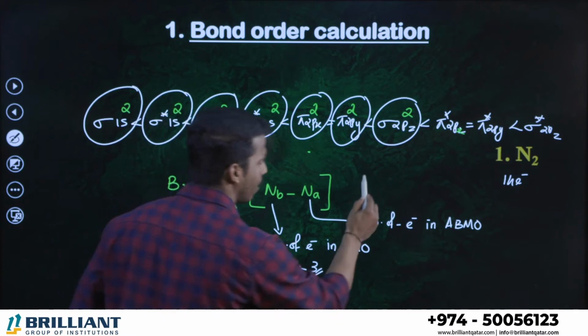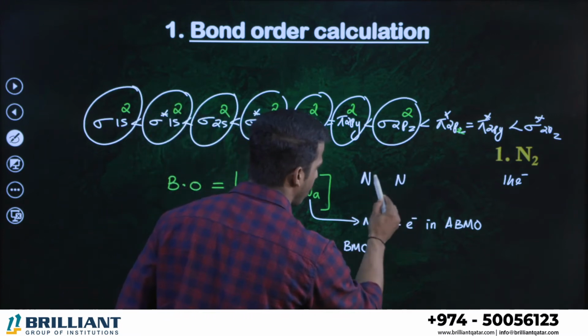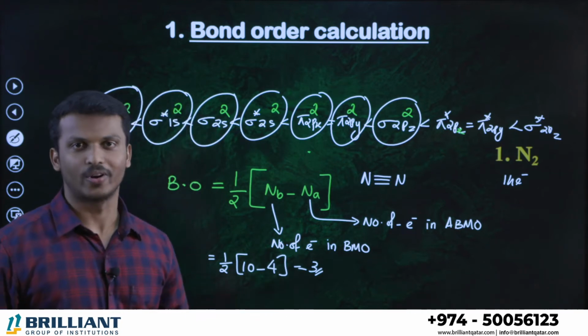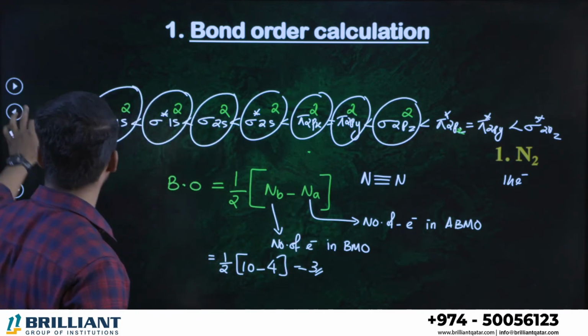You know very well, between 2 nitrogen atoms, how many bonds are there? 3 bonds are there. Yes, 3. That is the bond order calculation. Let's go to another question.